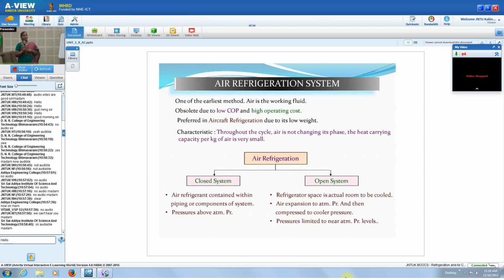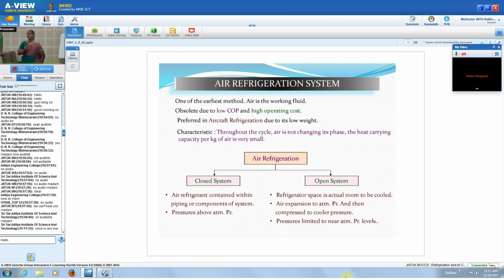The main characteristic of the air refrigeration system is that throughout the cycle air does not change its phase. If you take the refrigerant Freon, it can alternately change its phase. While taking heat, it will come out as vapor, and while giving out heat, it will be converted into liquid state. So in air refrigeration, there is no phase change.